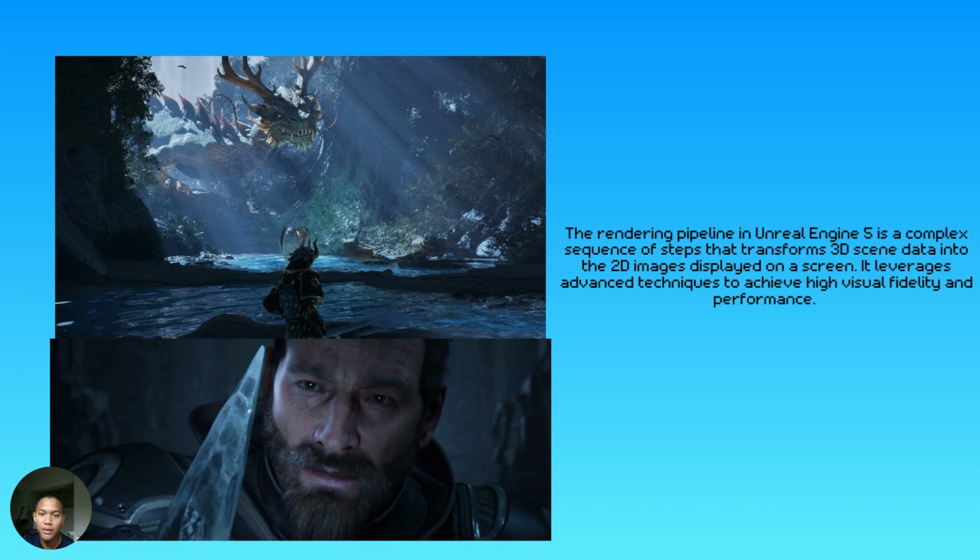The rendering pipeline in Unreal Engine 5 is a complex sequence of steps that transforms the 3D scene into the 2D image displayed on the screen. It leverages advanced techniques to achieve high visual fidelity and performance.